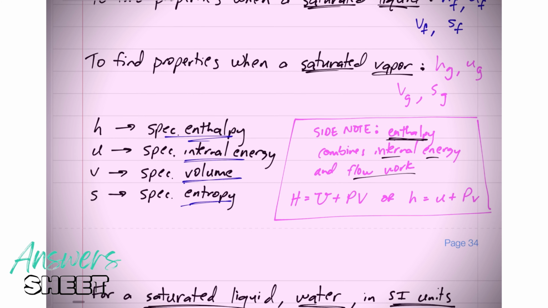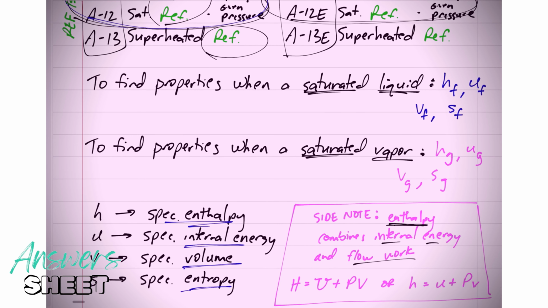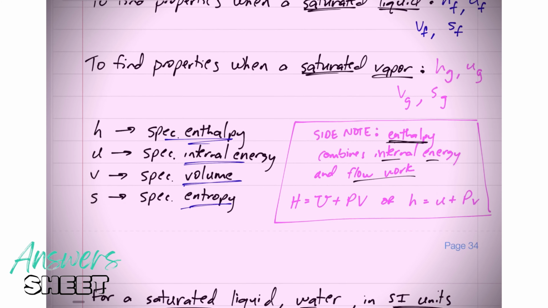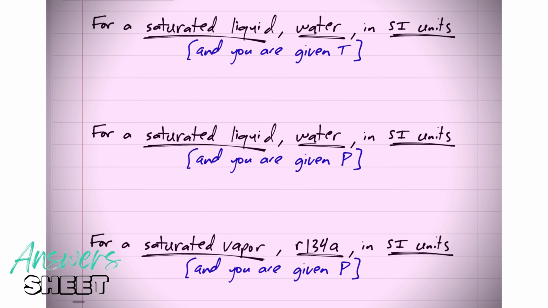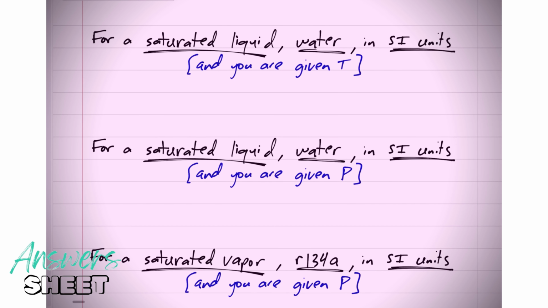All right, so saturated liquids, we look for the subscript F. Saturated vapors, we look for the subscript G. Here, let's give an example. All right, so we're going to do lots of examples real quickly. But let's say I have a saturated liquid. It is water, and we're in SI units. And I'm given the temperature.